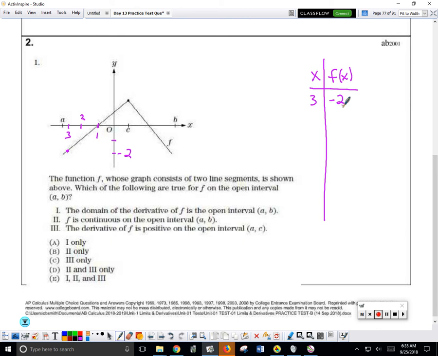Cool. If I do that for every point on the graph, once I have the entire list, every x which has a defined y value, that list of x values is the domain of the function. So that's the idea of domain. It says the domain of the derivative, so now we're talking about a different but related function.